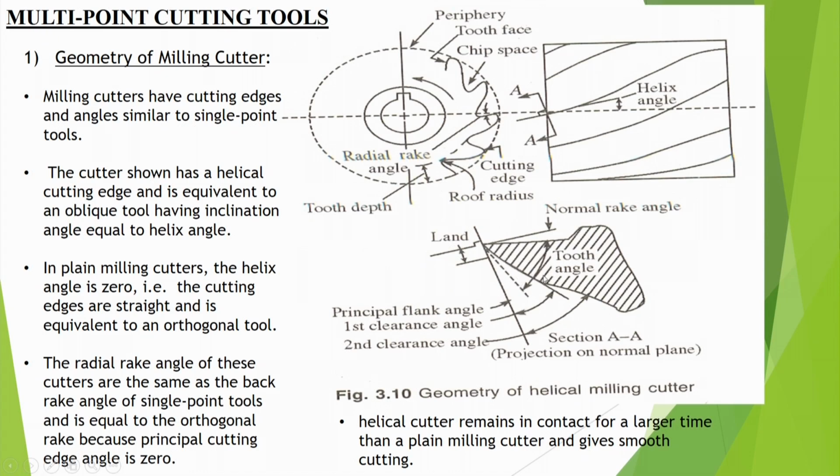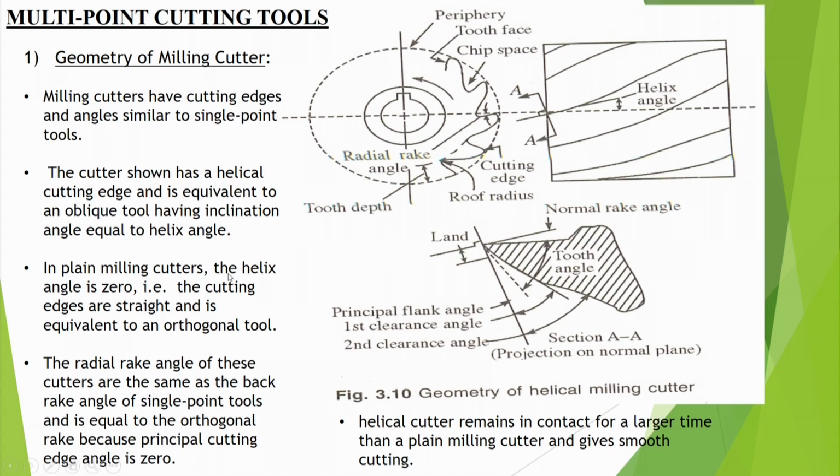Then another slope may also be there, called the first clearance angle, and then we can have further sloping, which may be the second clearance angle. I mean to say the actual tool geometry may be very complicated, but we have to define it and systematically understand it.